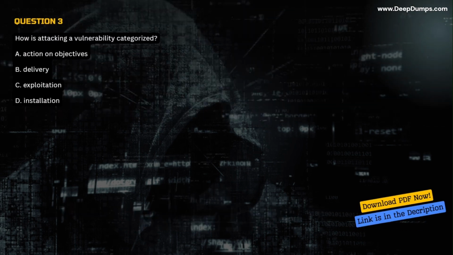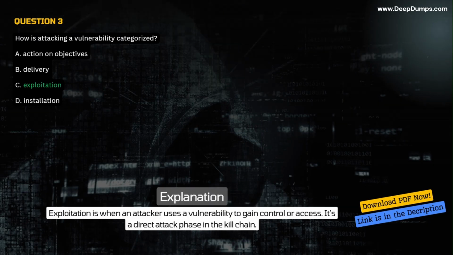Question 3. How is attacking a vulnerability categorized? A. Action on objectives. B. Delivery. C. Exploitation. D. Installation. Correct answer C. Exploitation. Explanation. Exploitation is when an attacker uses a vulnerability to gain control or access. It's a direct attack phase in the kill chain.